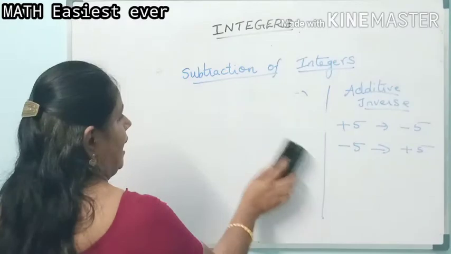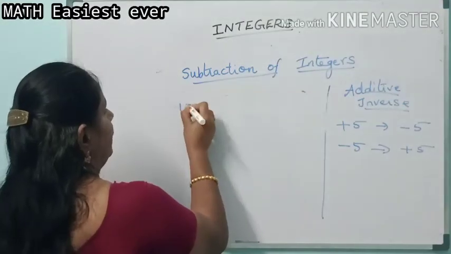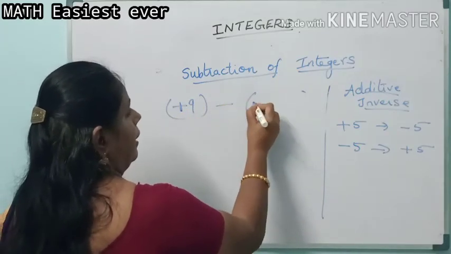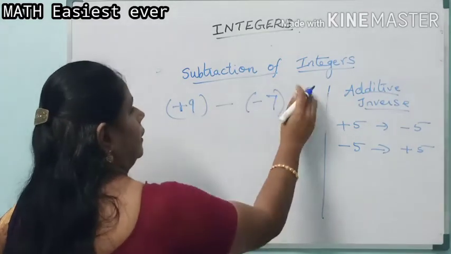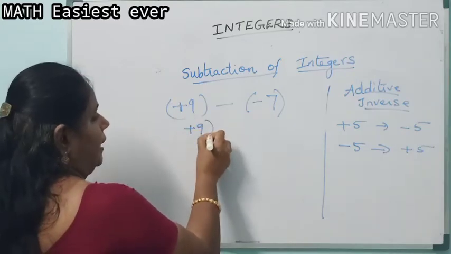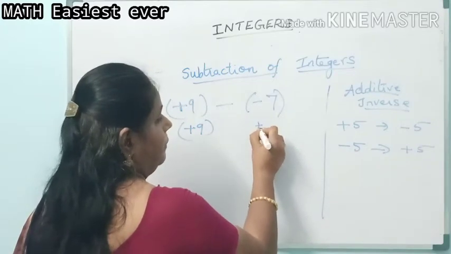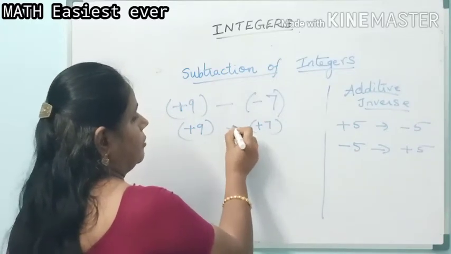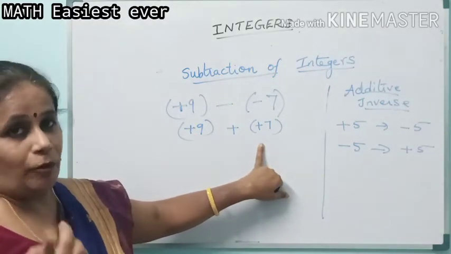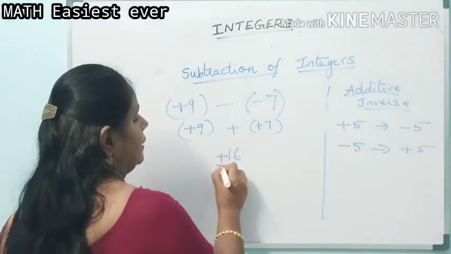Okay, when two integers have different signs, how do you subtract those? Now I have plus 9, and I am going to subtract minus 7 from it. Plus 9 and minus 7. What do you do? You write the plus 9 itself. Find out the additive inverse of minus 7. It's plus 7, and you have to change this sign also. Now what did you get? Plus 9 and plus 7, both are positive. Do the addition of integers. 9 plus 7 is 16, and your answer is plus 16.